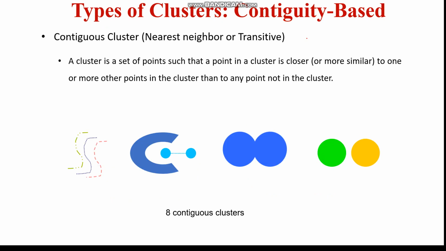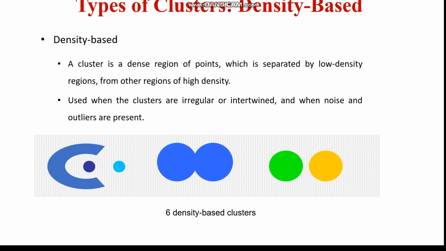We have contiguity based clusters. These are also known as contiguous clusters, where a cluster is formed by following a particular continuous pattern. Suppose we are starting at this point, based on their continuity other points are formed into a cluster. A cluster is a set of points such that a point in a cluster is closer or more similar to one or more other points in the cluster.